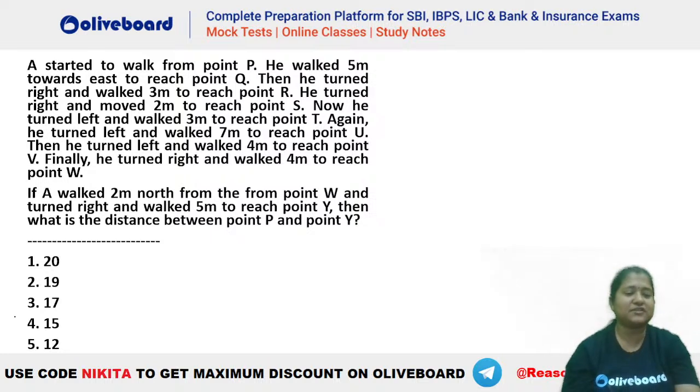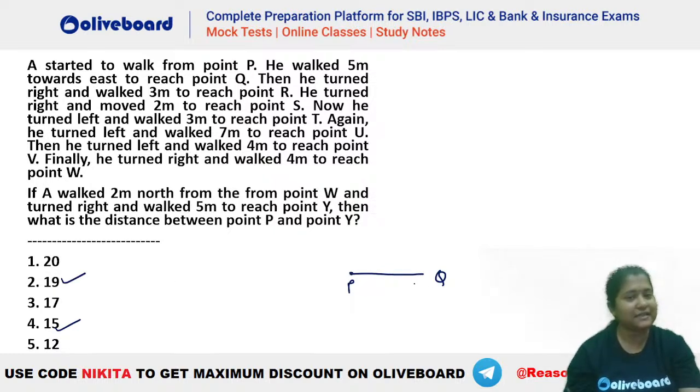15. Okay, Jishnu says it should be 15. Chalo, let's try it out, right? Let's see what is given here. So A starts to walk from point P. Let's say this is your point P. He walks 5 meters towards east to reach Q, right? Let's say this is your Q. Okay, 19 we are getting, tick. We'll check. So this is your 5 meters east to reach Q.